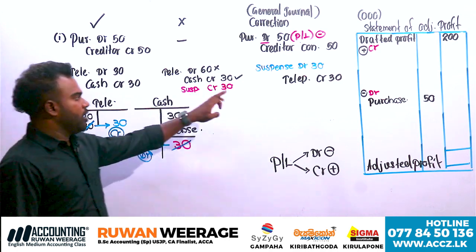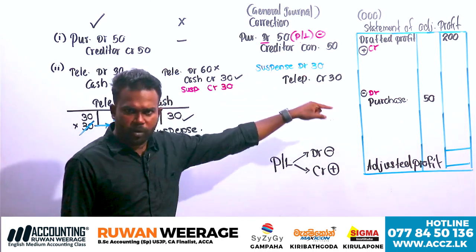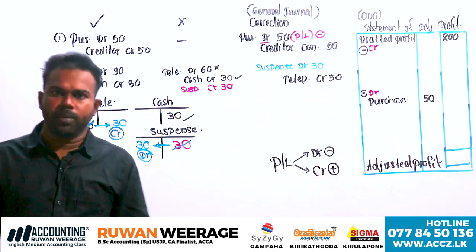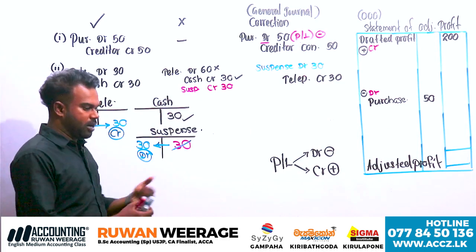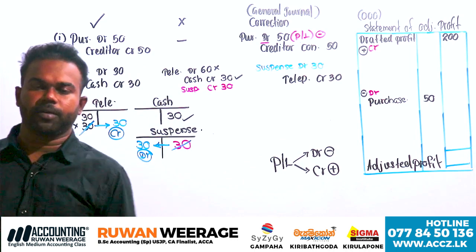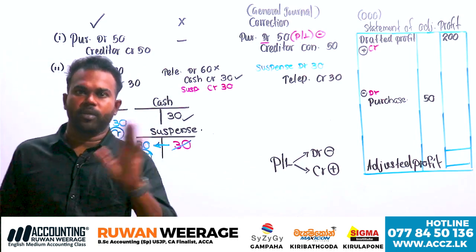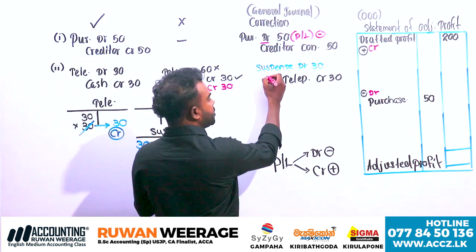Right. Now let's suggest the question on profit. Then suspense, impact on profit? No, suspense is a temporary account, which is definitely cancelled until we do the correction. But telephone means what? Income or expense? Telephone means expense. Therefore, impact on profit. Therefore, what we have to do? Please put the P&L word.